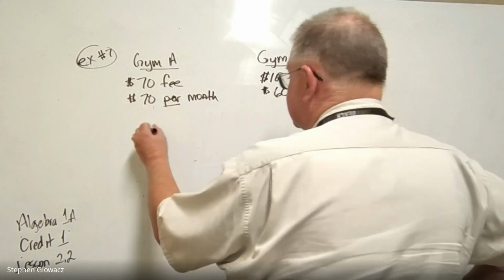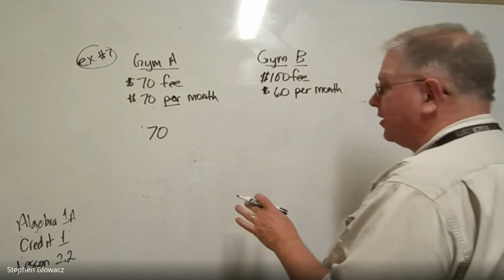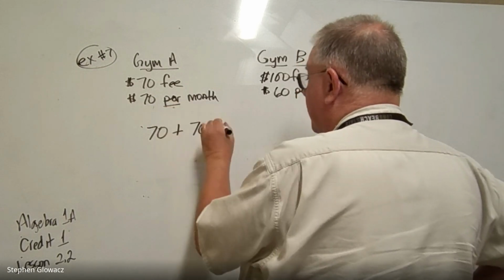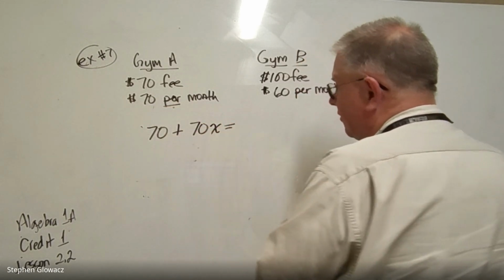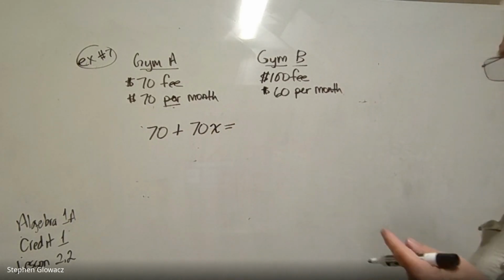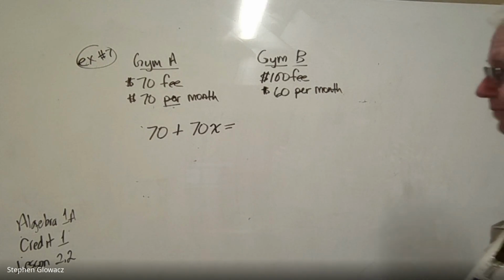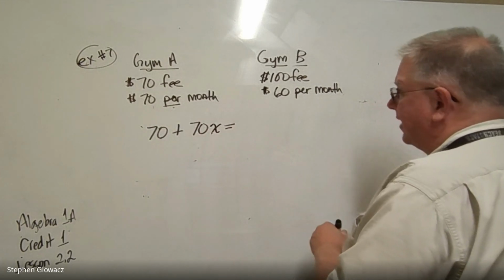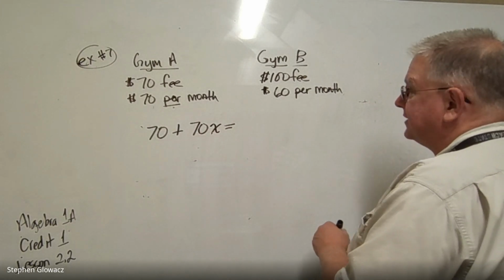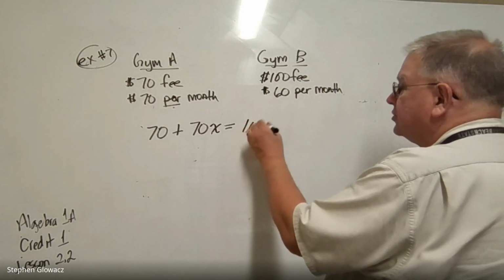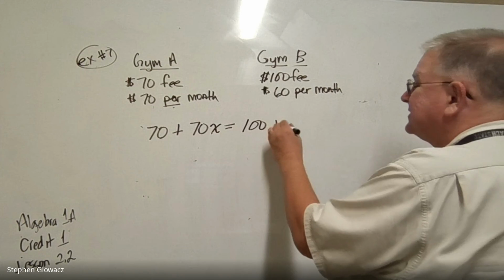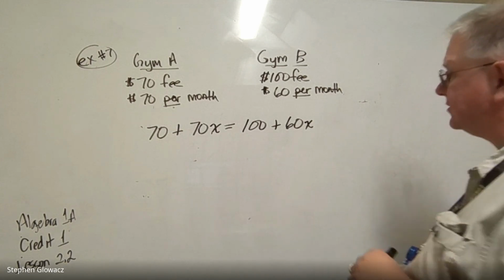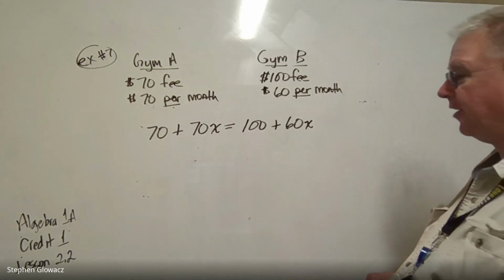So Gym A is a $70 flat fee, so no variable there, and then plus $70 per month. So that's where our variable is going to go, because every month we're going to be paying that amount. So 70 times X, with X representing the number of months. For Gym B, we set it up similarly. It's $100 to sign up, plus $60, there's the word per again, per month. And so that tells us that we're multiplying, and that's where our variable goes.